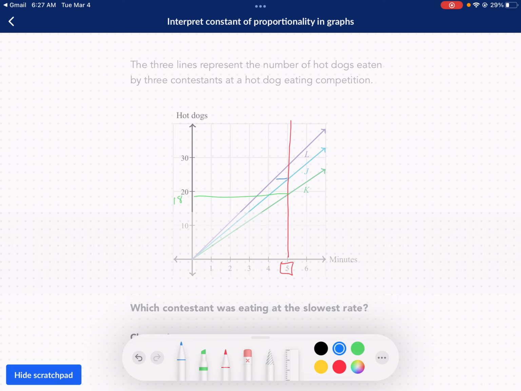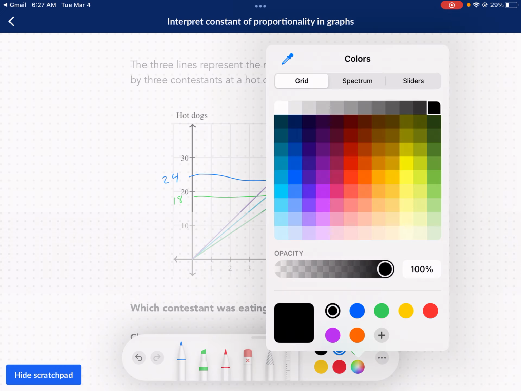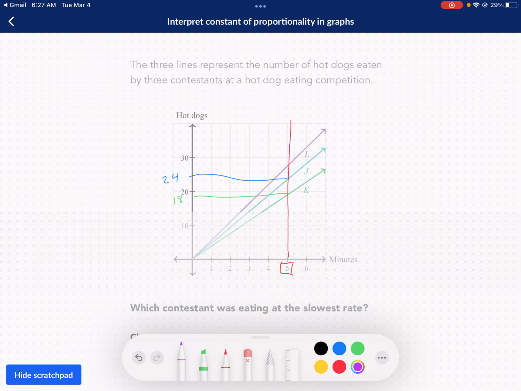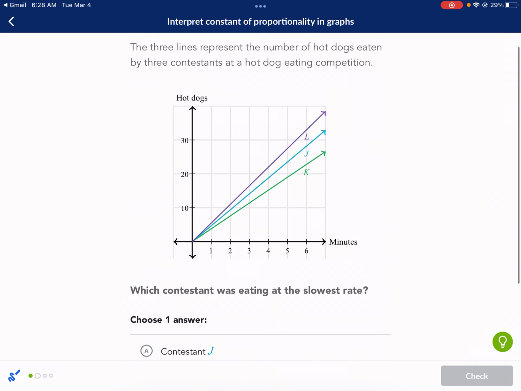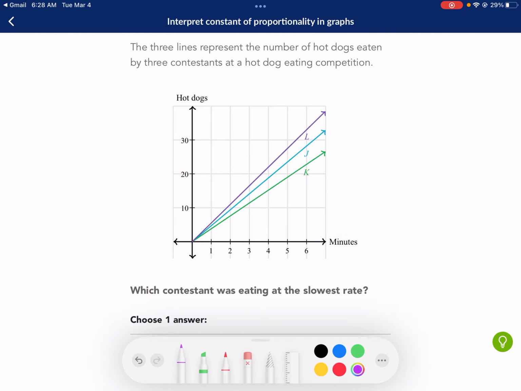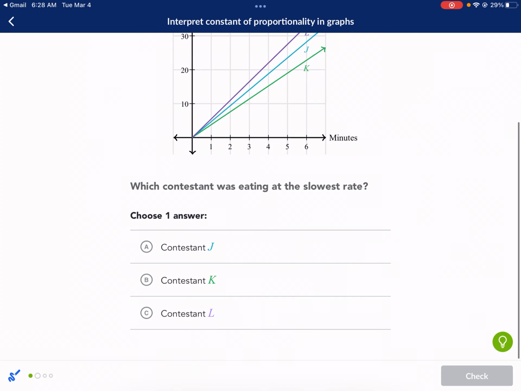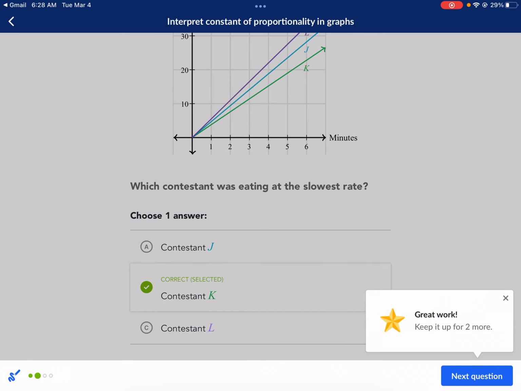J has done it around 24. And then L, I'll change it to purple, has done it at like 28. Okay, so I think it's really clear. If we follow this time up, L is clearly eating the most hot dogs. So who is eating at the slowest rate? Well, that would be K, because he's at 18. He's far less than the other ones. So contestant K, that's the correct answer.